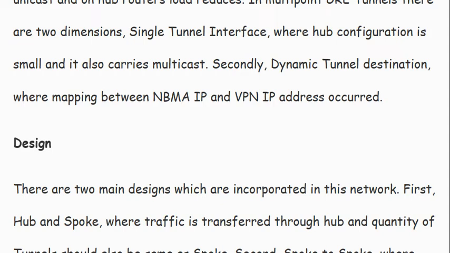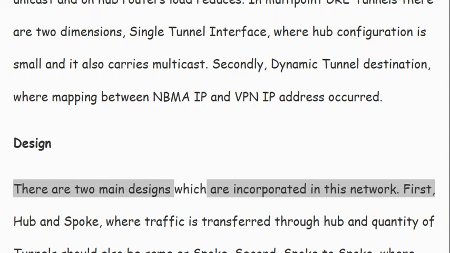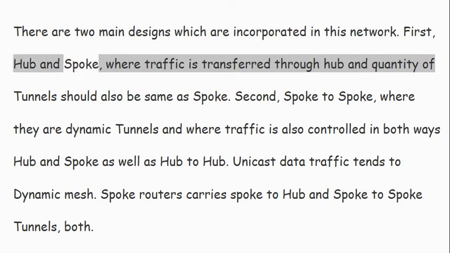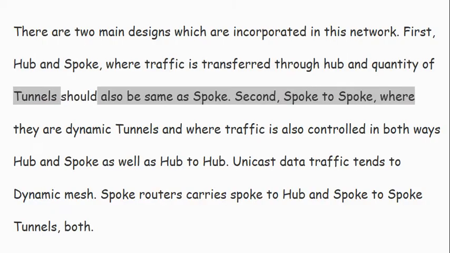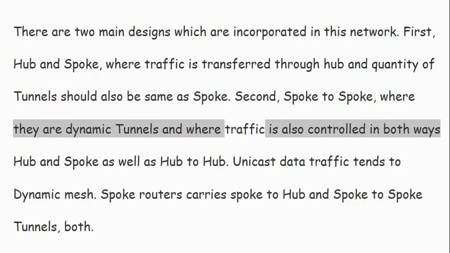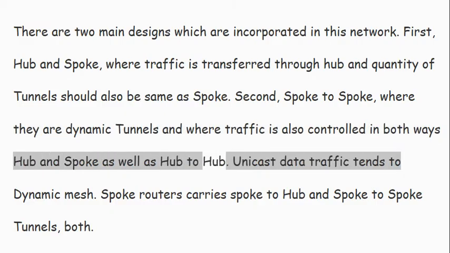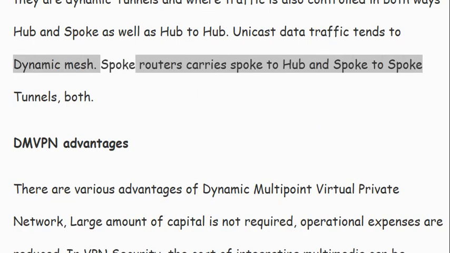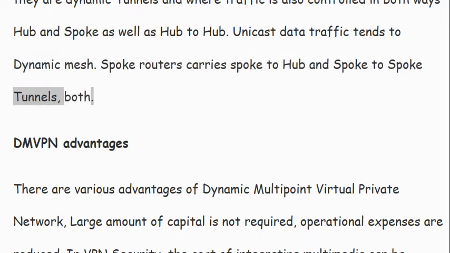Design. There are two main designs which are incorporated in this network. First, hub and spoke, where traffic is transferred through the hub and the quantity of tunnels should be the same as spokes. Second, spoke to spoke, where there are dynamic tunnels and where traffic is also controlled in both ways, hub and spoke as well as hub to hub. Unicast data traffic tends to dynamic mesh. Spoke routers carry both spoke-to-hub and spoke-to-spoke tunnels.